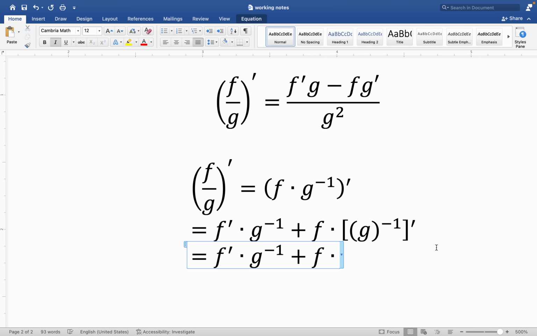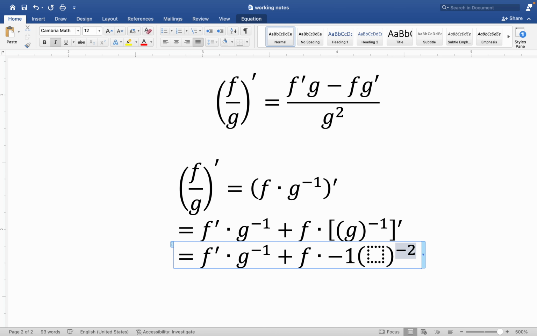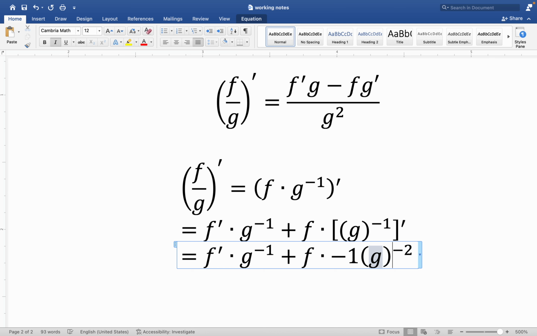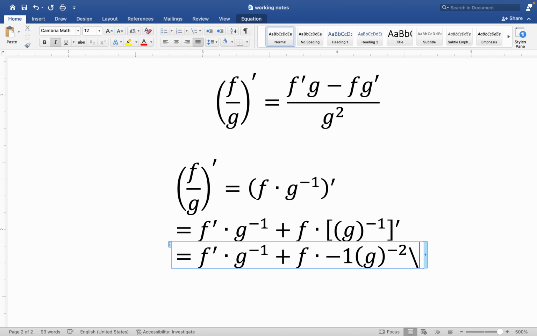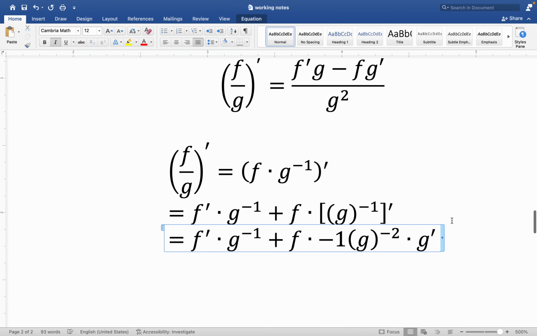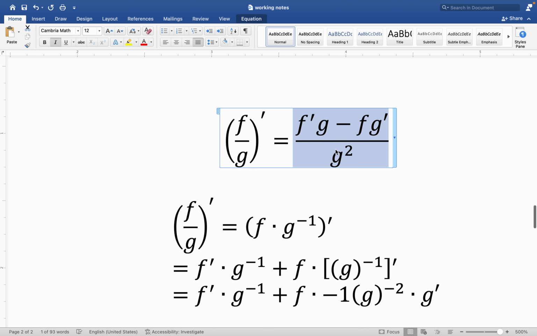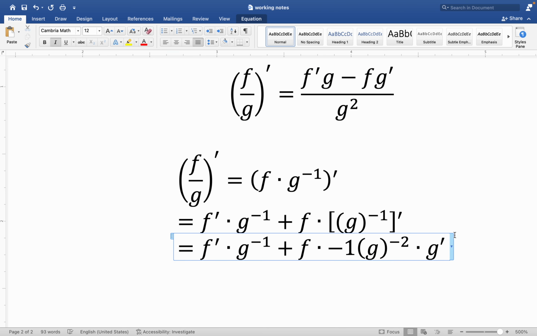It's a composition problem. So chain rule says I take the derivative of the outside function. Derivative of blank to the negative 1 is negative 1 blank to the negative 2. What goes on the inside? Well, just the original inside function, which is g, but then I'm not done because I have to multiply by the derivative of the inside function, which is g prime. And so this is the derivative, but right now it doesn't look anything like this formula here. However, if you clean up, it will turn into this formula, unless I screwed up somewhere.